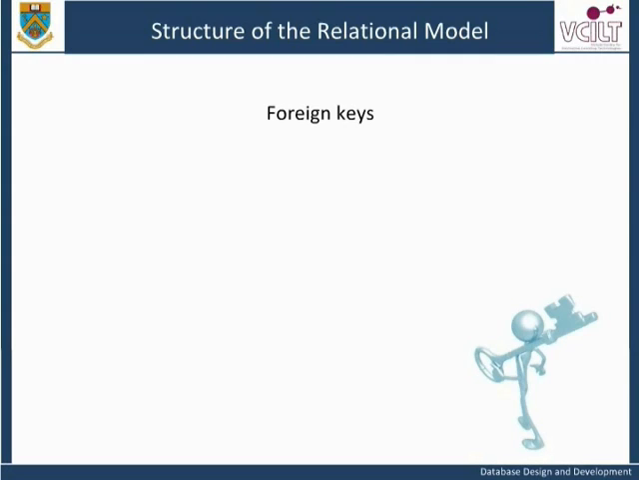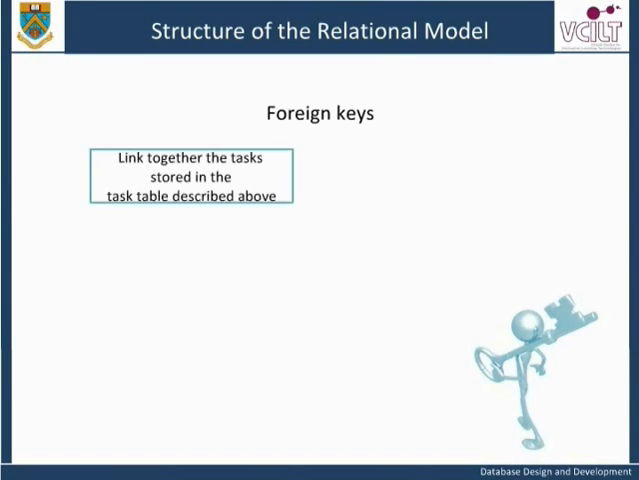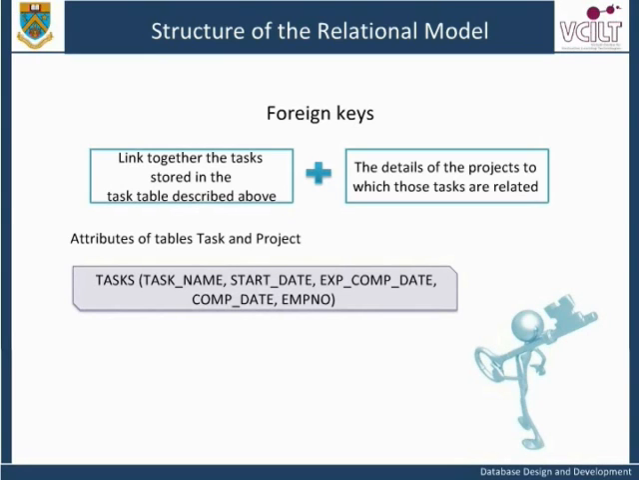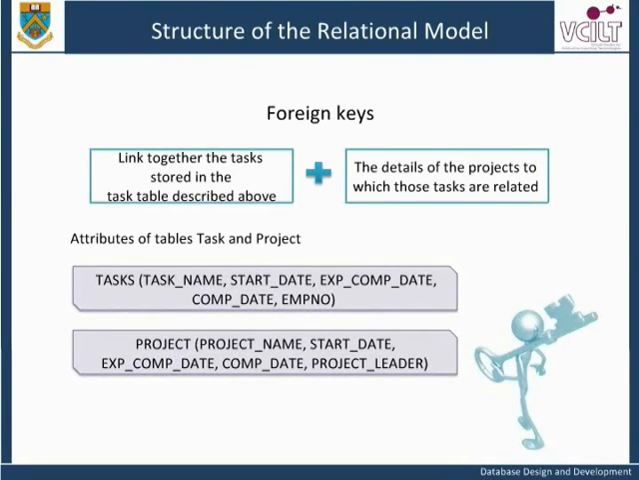Very often, we wish to relate information stored in different tables. For example, we may wish to link together the tasks stored in the task table described above with the details of the projects to which those tasks are related. The simplicity by which this is achieved within the relational model is one of the model's major strengths. Suppose the task and project tables contain the following attributes. We assume that task name is an appropriate primary key for the task table, and project name is an appropriate primary key for the project table.